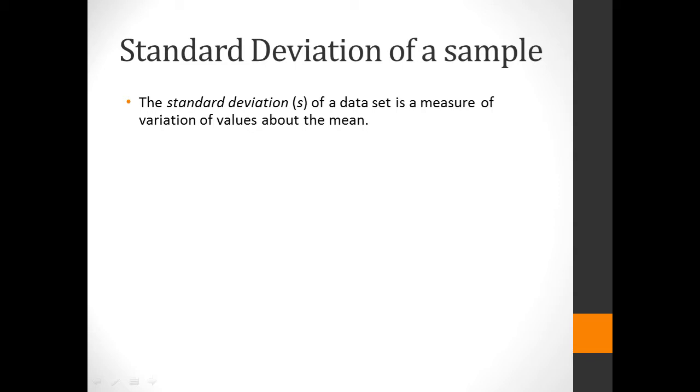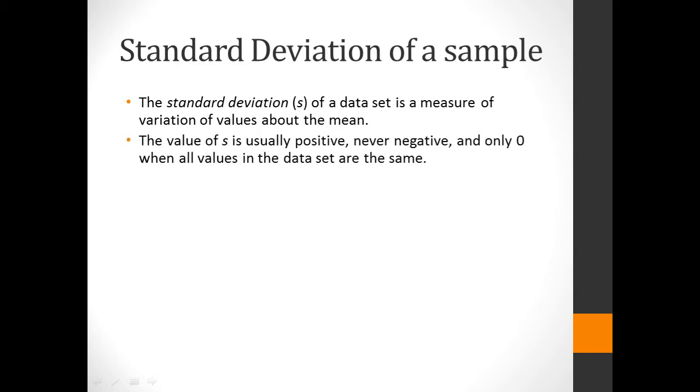Standard deviation has two different forms. The main standard deviation that we will use is the standard deviation of a sample, because it's very infrequent that we will have an entire population available for any statistical analysis. Standard deviation is symbolized by S when it's a sample, and it's the measure of the variation of values about the mean. The value of S, the standard deviation, will 99.9% of the time be positive. It will absolutely never be negative. And it only can be 0 when all of the values in your data set are the same, which obviously is very infrequent as it is.